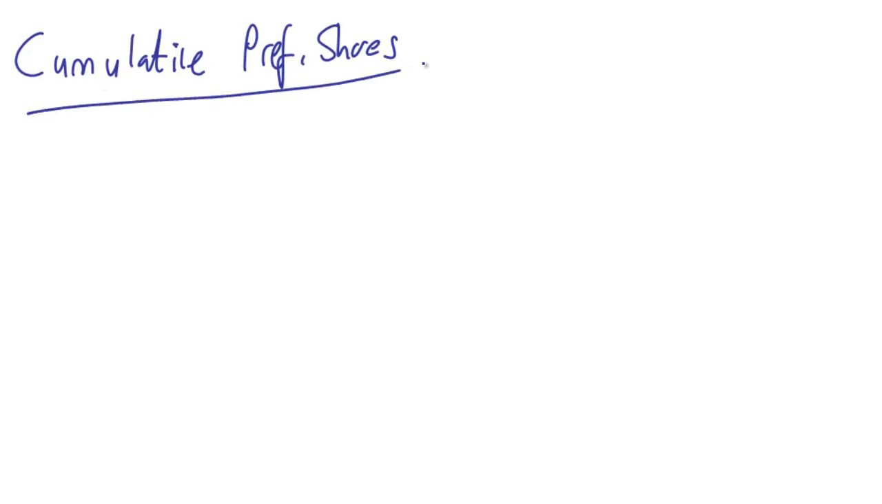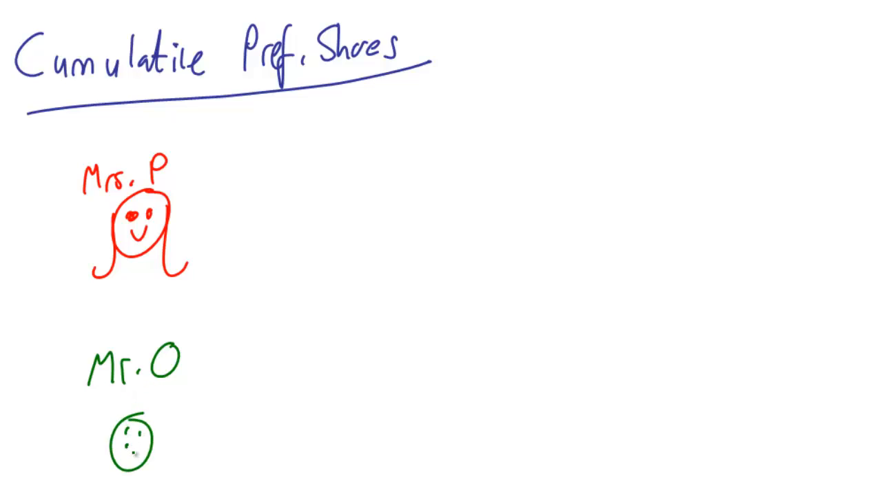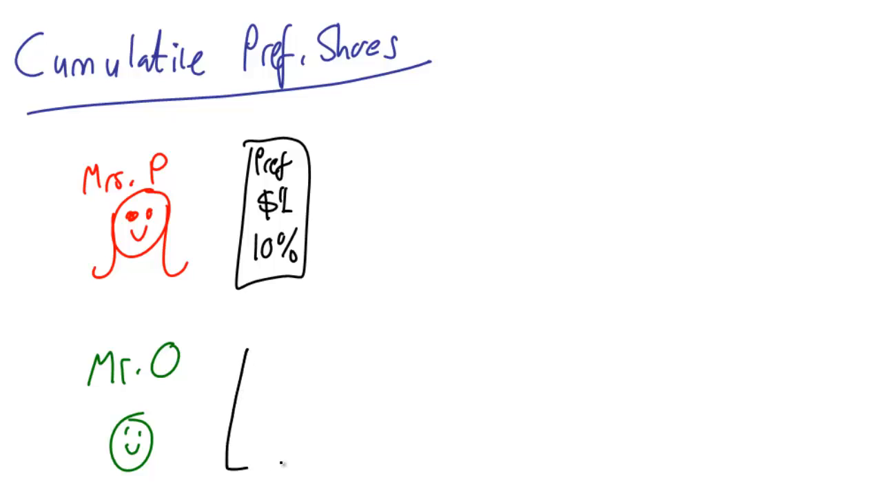So cumulative preference shares. Okay, we'll have 2 characters here. We'll have Mrs. P, and we'll have Mr. O for ordinary. Let's have a look at her share, which is a preference share, face value of $1, and it has a 10% fixed dividend. Mr. O has an ordinary share, $1 face value, no fixed dividend, of course. He's just going to get what he gets.